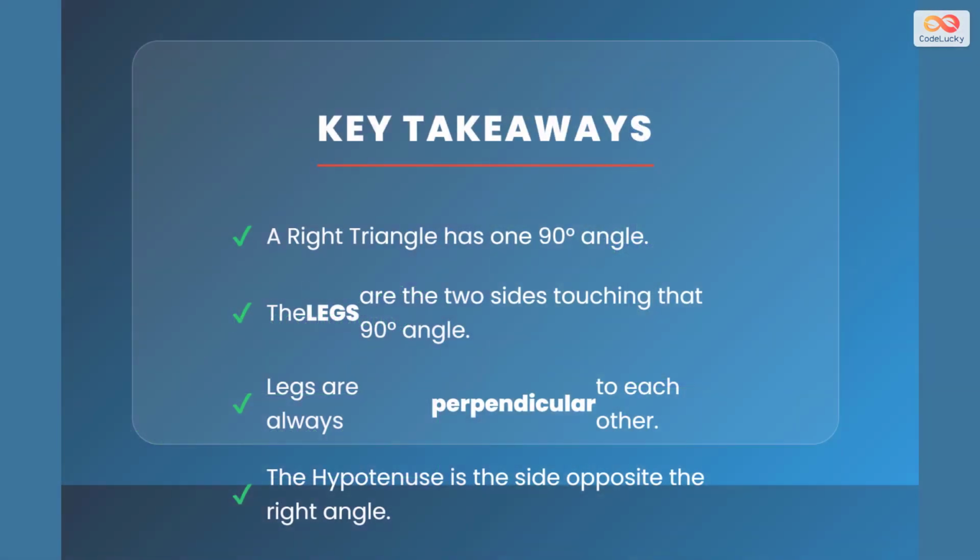Let's summarize what we learned. A right triangle has one 90-degree angle. The two sides touching that angle are called legs. These legs are perpendicular to each other. And finally, the long side opposite the corner is the hypotenuse.